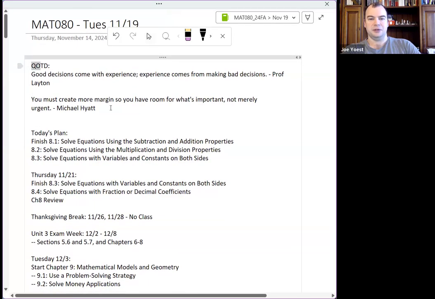The 2 quotes of the day today touch on points that we've talked about before. We've seen this quote before from my favorite professor, Dr. Layton. Good decisions come with experience. Experience comes from making bad decisions.